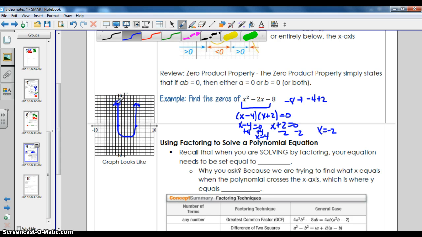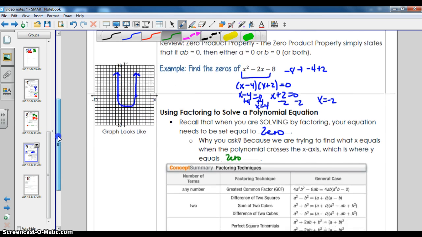So recall that when you're solving by factoring, your equation needs to be set equal to 0. Why, you ask? Because we're trying to find what x equals when the polynomial crosses the x-axis, which is where y equals 0. So y is at 0 there, so we want to figure out where our x's are.